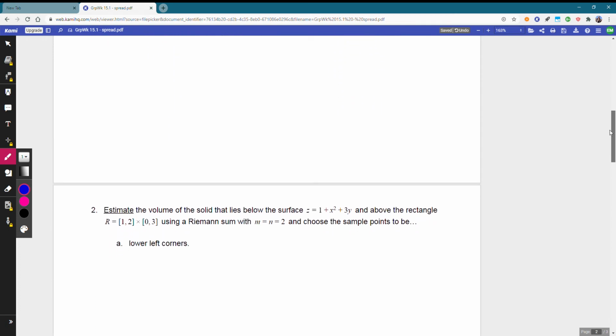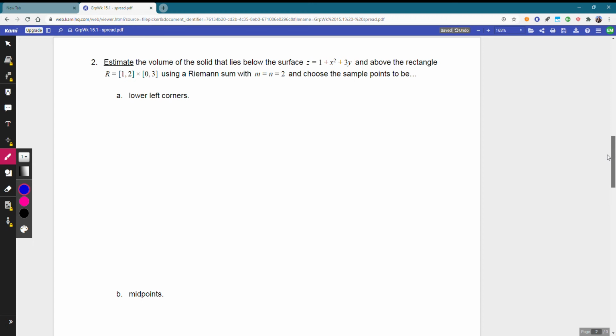Moving on down. Now we're doing some estimating. So we have a function given to us here. So here's our f of x, y. We have a particular rectangle over here, and we're going to Riemann sum using this particular grid. And a couple of different ways we can get evaluation points.